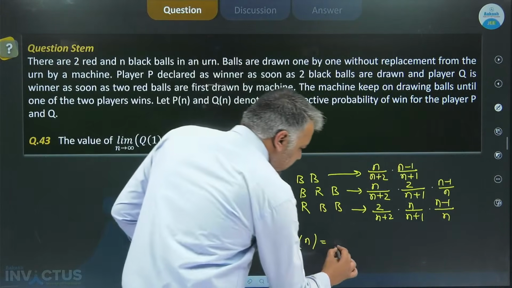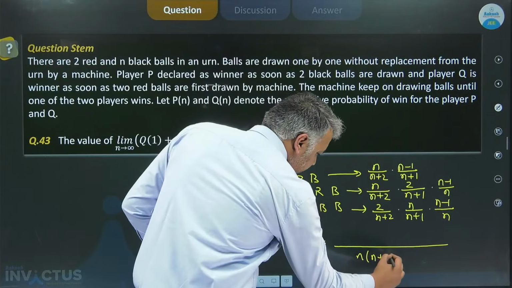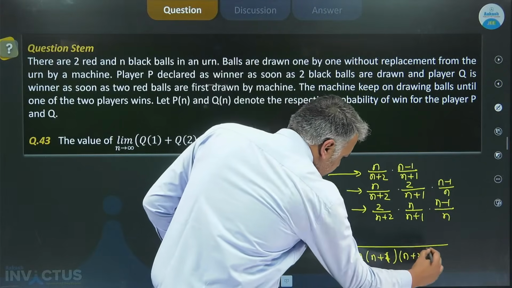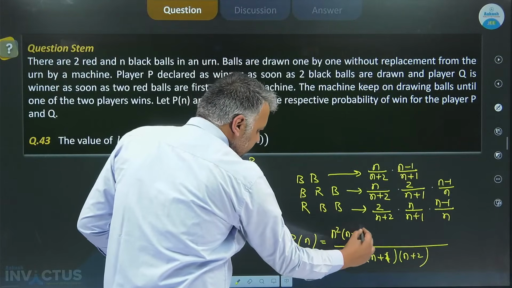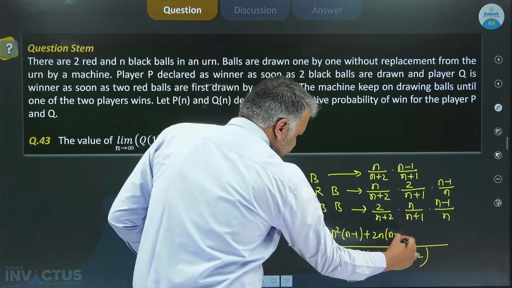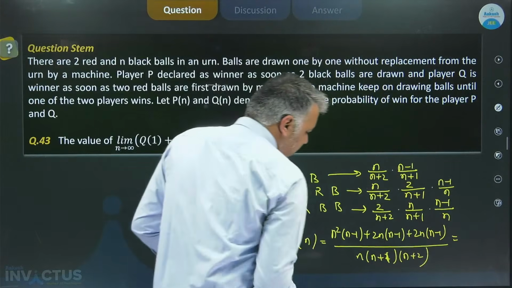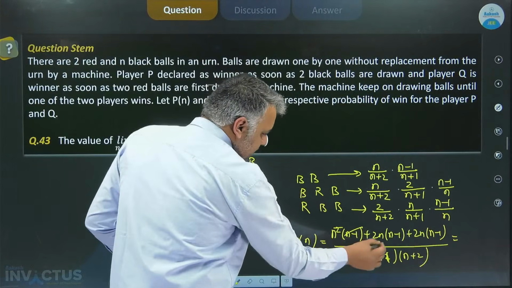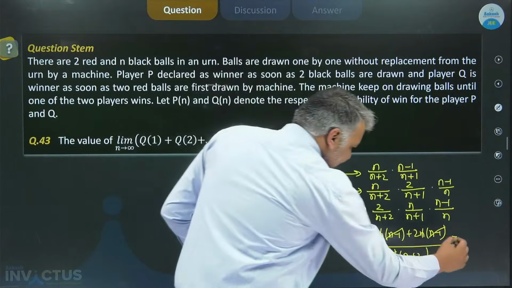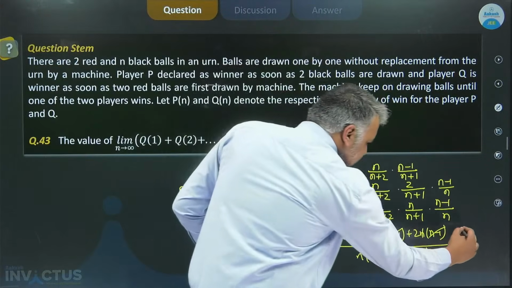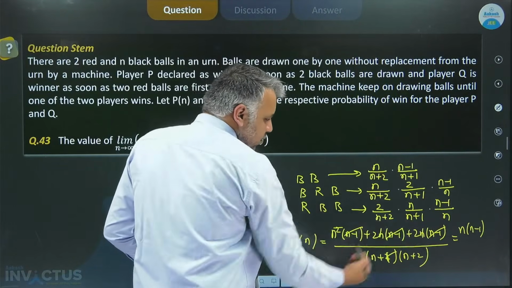So P of n will be, we can take n plus 1 times n plus 2 as the common denominator. Now here it will be n square into n minus 1 plus 2n into n minus 1 plus 2n into n minus 1. So finally you can see the n and n minus 1 are cancelled out. Sorry, my mistake, n is cancelled out, and it will be n into n minus 1 plus 2 into n minus 1.